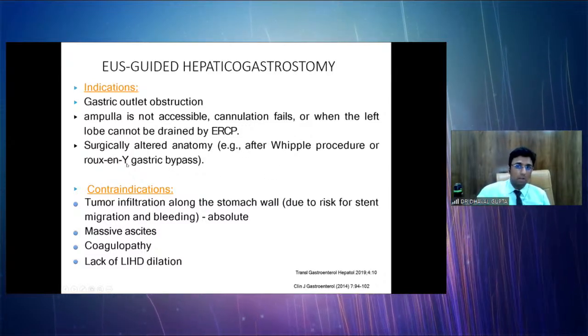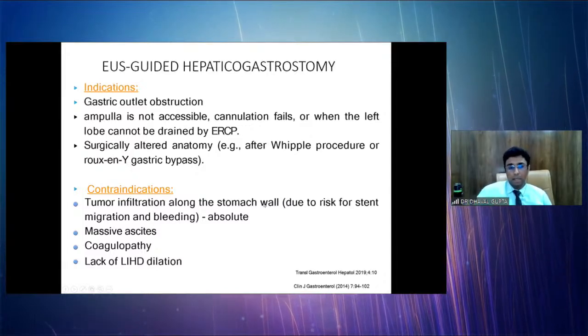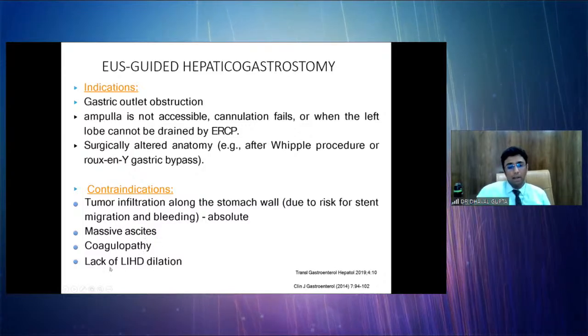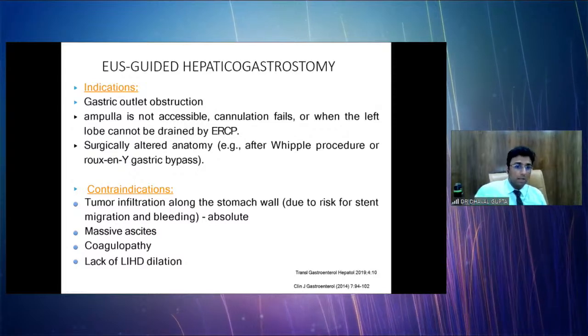What are the contraindications of hepaticogastrostomy? Tumor infiltration along the stomach wall is the absolute contraindication. Also massive ascites, coagulopathy, and lack of left intrahepatic duct dilatation. These are the relative contraindications.